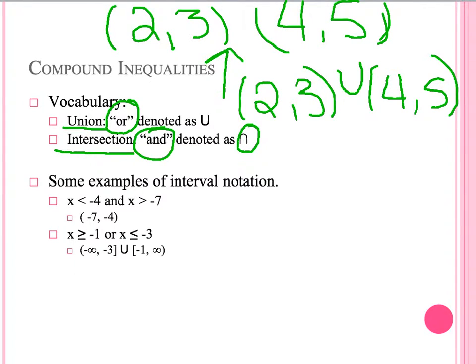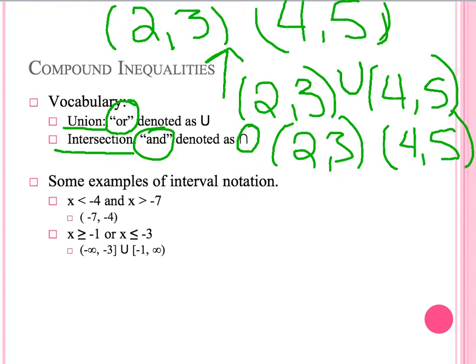Our next word, intersection, is denoted by this symbol and is used when we see and in our equation. So for the following examples, 2, 3, 4, 5, if we had an intersection between these two, we would put the intersection symbol in between them. Some examples of interval notation using and or are below. Our first example says x is less than negative 4 and is greater than negative 7.